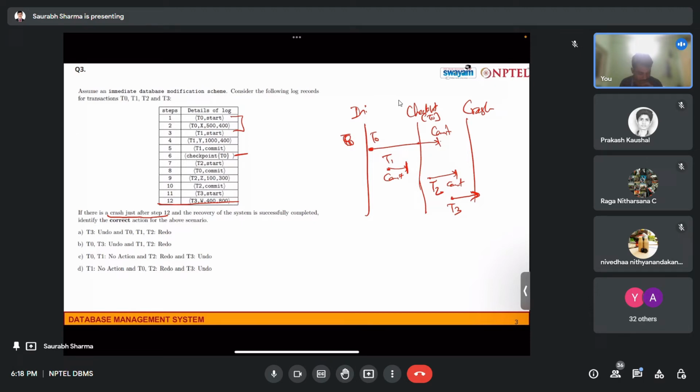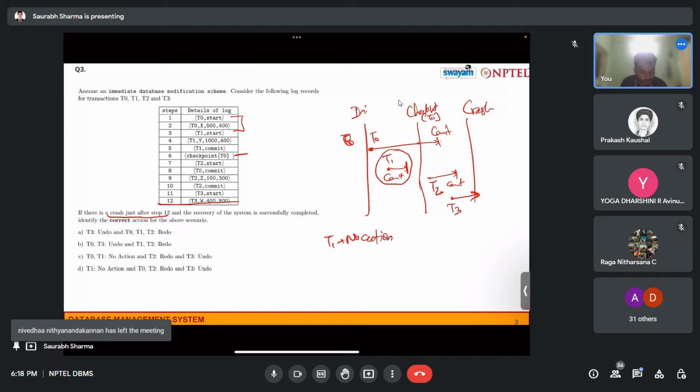So if we infer from this diagram, the processes which were completed before any checkpoint, we can just ignore them. We should not take action on them. T1 is such a kind of transaction, so T1 will have no action.